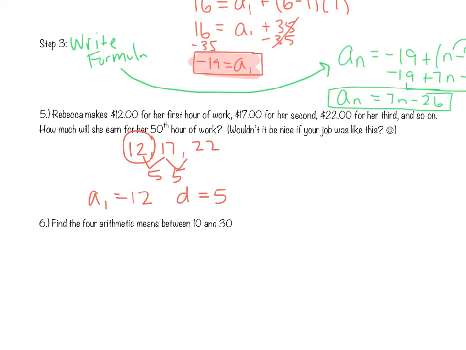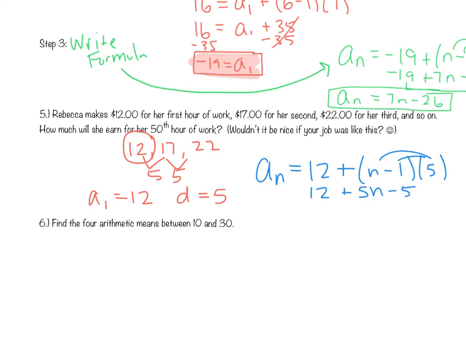So when I go to write the formula, a sub n equals the first term plus n minus 1 times the common difference. Plug that in. I get 12 plus 5n minus 5. Combining like terms, I get a sub n equals 5n plus 7. And that would be your equation for that formula.